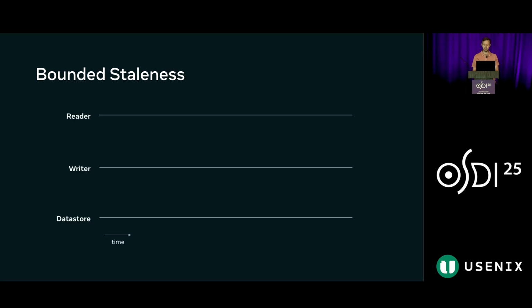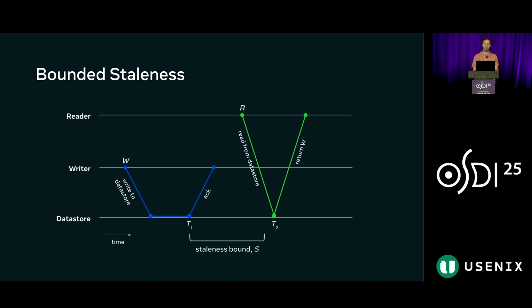In bounded staleness, a writer issues write W to the data store, which is committed at time t1. The system guarantees that any read R is able to observe W as long as it reaches the data store after the staleness bound has elapsed. This is guaranteed regardless of the region where the write or read occurred, or whether the read was served from a cache or database host.